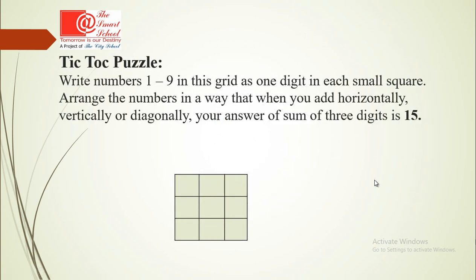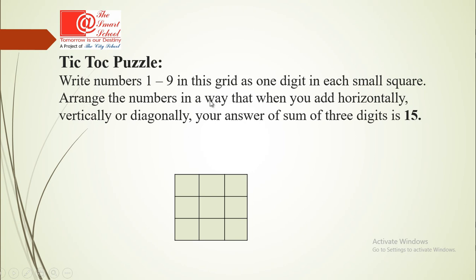Now we will play a tick-tock puzzle which will boost mathematical skills. These puzzles just sharpen our mental skills and brain activities. In this puzzle, we write numbers 1 to 9 in this grid, one digit in each small square. So these are 9 small squares and we will write one digit in each square from 1 to 9.